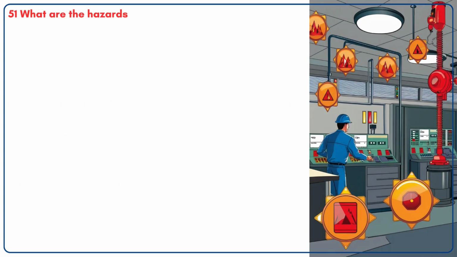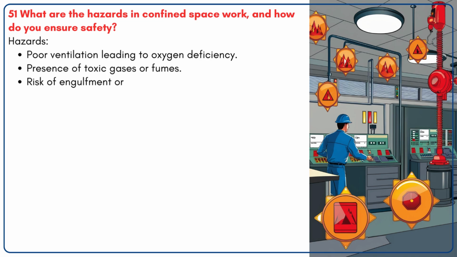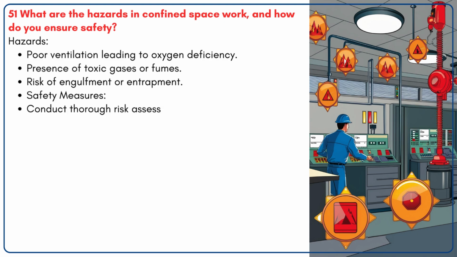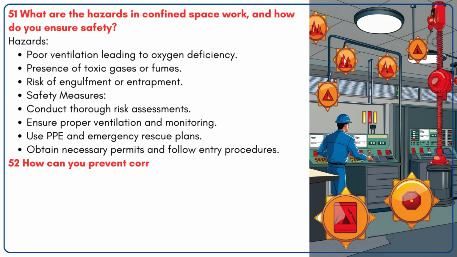51. What are the hazards in confined space work, and how do you ensure safety? Hazards: poor ventilation leading to oxygen deficiency. Presence of toxic gases or fumes. Risk of engulfment or entrapment. Safety measures: conduct thorough risk assessments. Ensure proper ventilation and monitoring. Use PPE and emergency rescue plans. Obtain necessary permits and follow entry procedures.